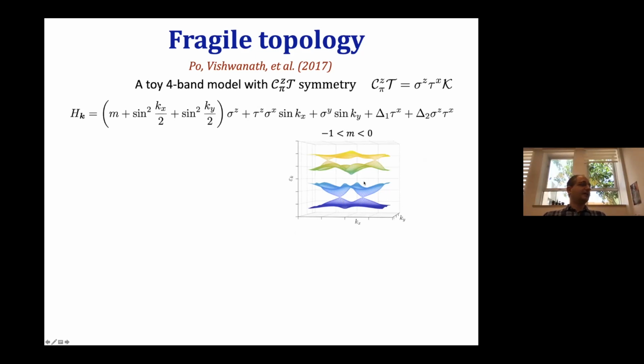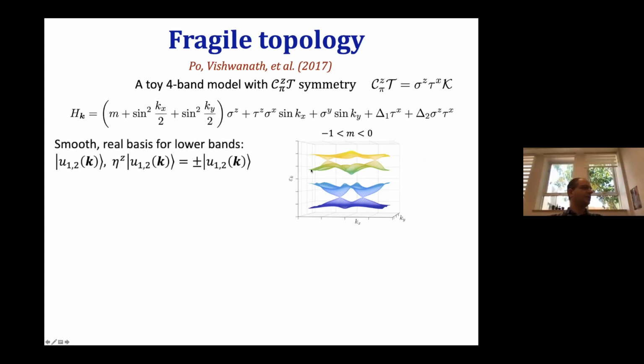Okay, and it turns out that each pair of these Dirac points actually have the same winding number. So we would say that each pair of bands, both the lower and upper bands, have this property that they have fragile topology. And what does that actually mean? Okay, so let's say we focus on the lower bands over here. Okay, so these are two bands.